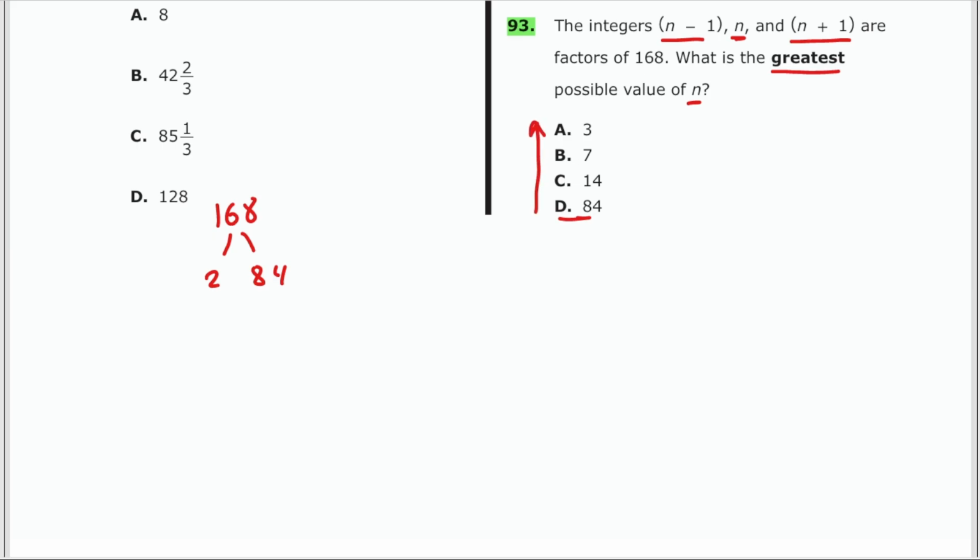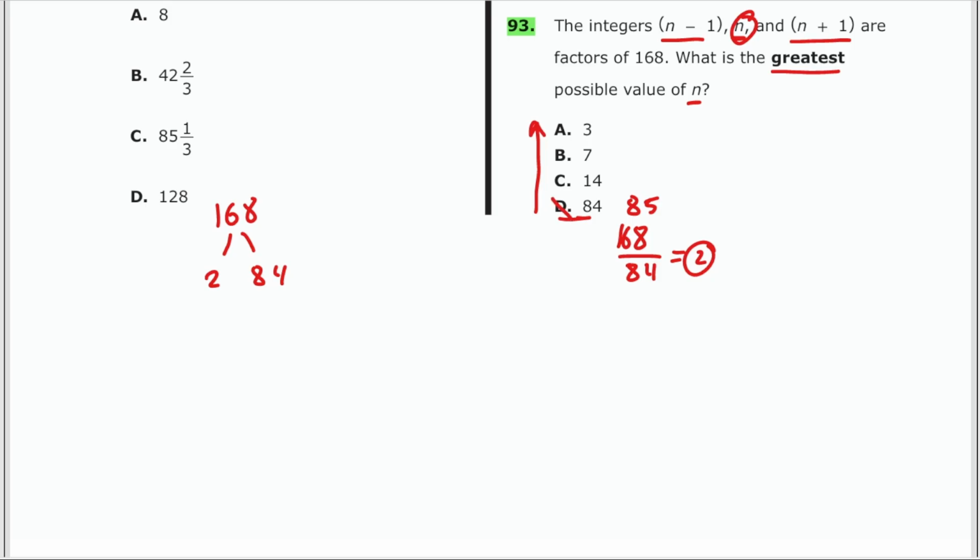So 84. Now 84 itself, so we know that 168 divided by 84, we get 2. So that works out. But 84, that's n, right? So therefore n plus 1 will have to be 85. And there's no way 85 goes into 168, because we already got 2 here. So D is definitely out.